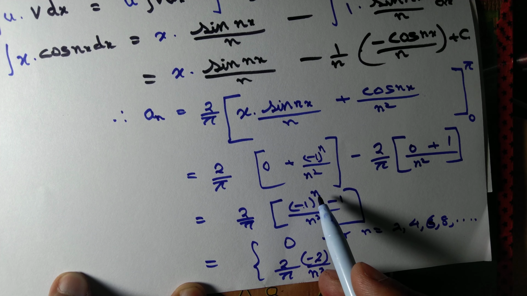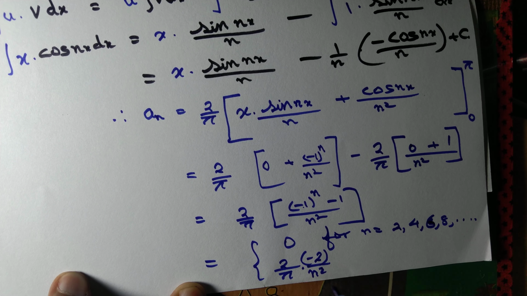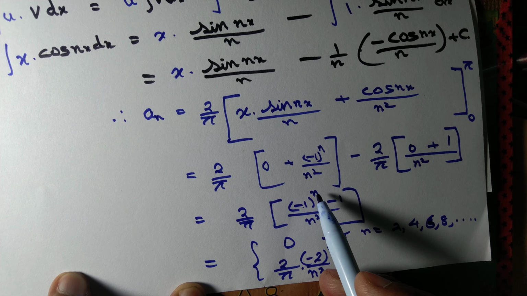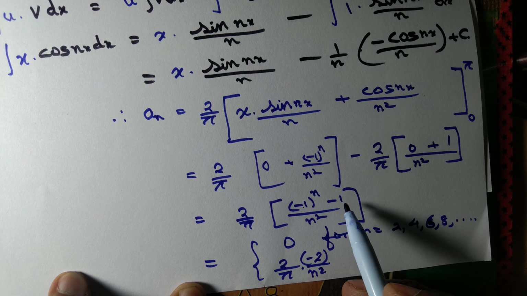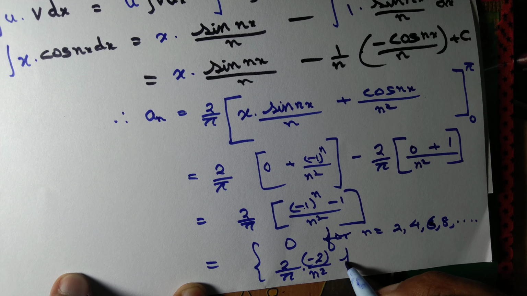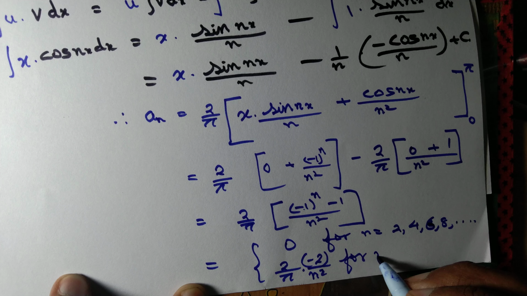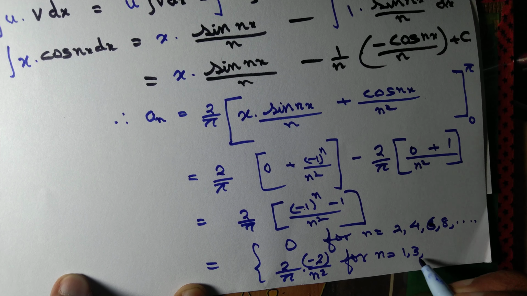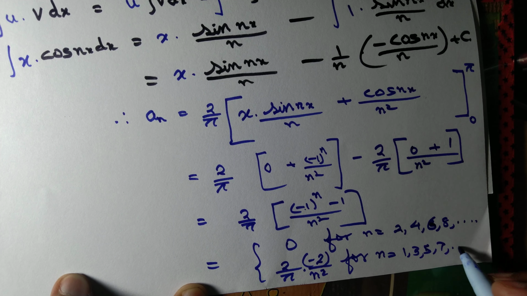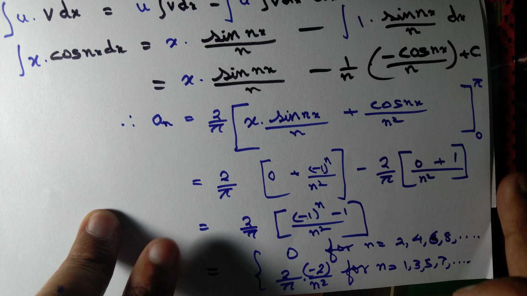Minus 1 to the power 3 is again minus 1, and minus 1 will give you minus 2. And minus 1 to the power 5 is again minus 1, and minus 1 will again give you minus 2. So for odd n, this is just minus 4 by pi n square, n equal to 1, 3, 5, 7, and so on. So we have computed an, but what about a0?